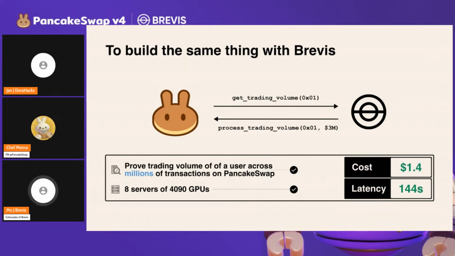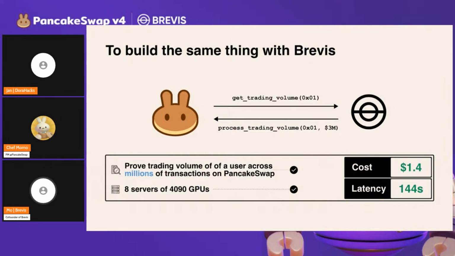And from a smart contract perspective, you can just call a get trading volume smart contract function, and this will invoke the off-chain computation process in Brevis and produce not only the computation result, but also a zero-knowledge proof that you can submit back to the blockchain to convince it that this particular trader indeed had this many trade events, and the sum of the trade event volume is, let's say, $3 million. And you can record that in your PancakeSwap v4 hook contract.